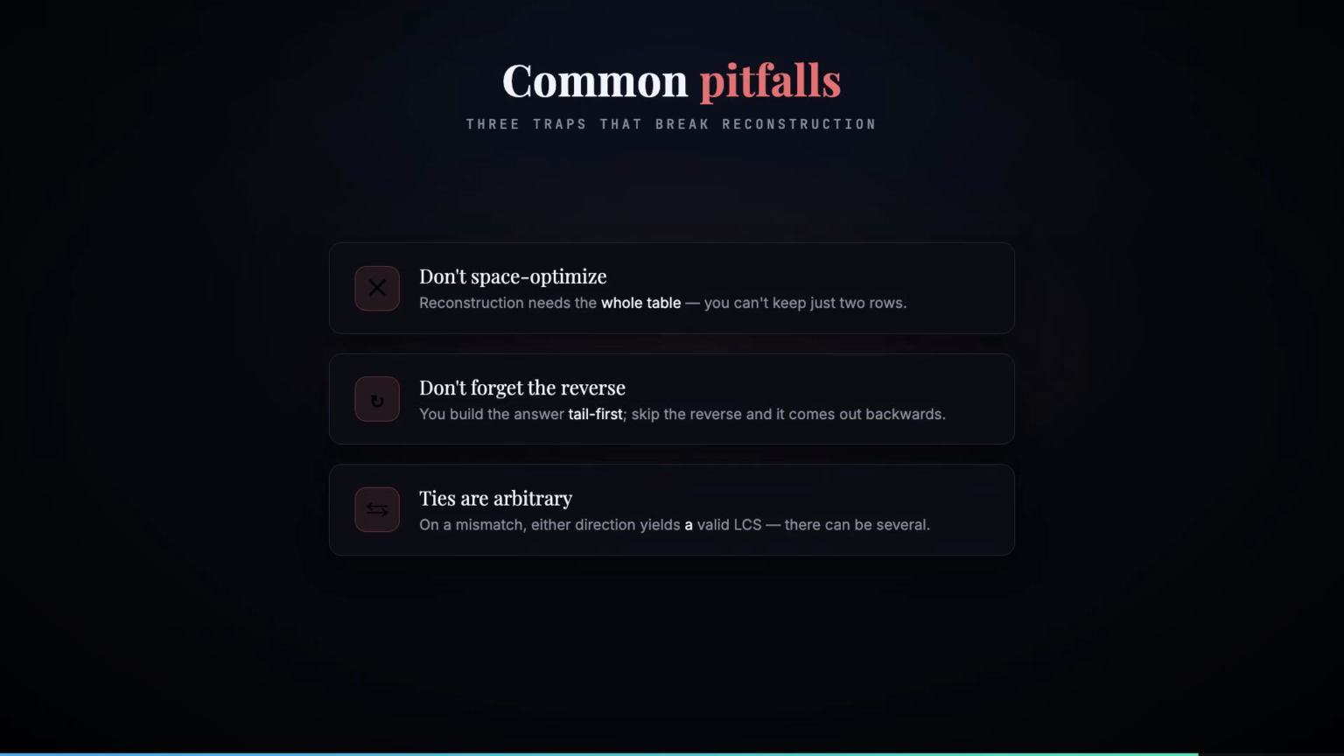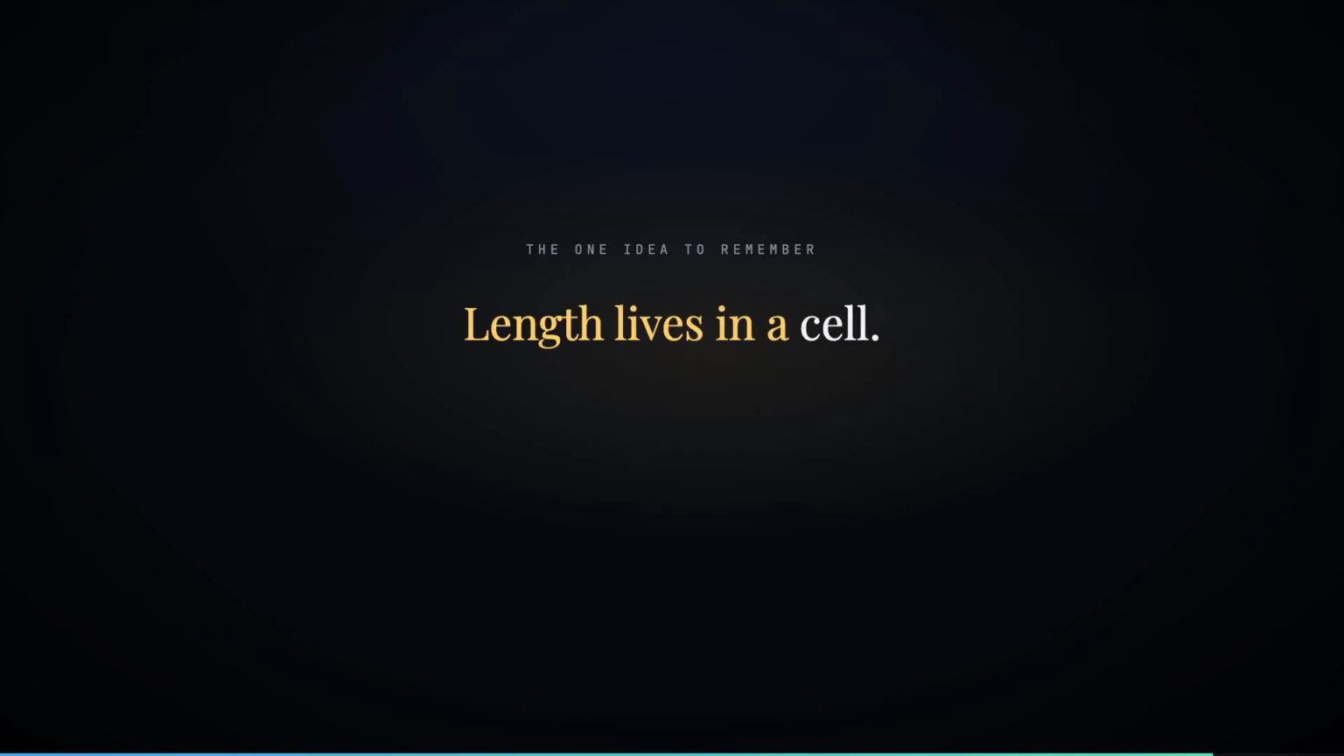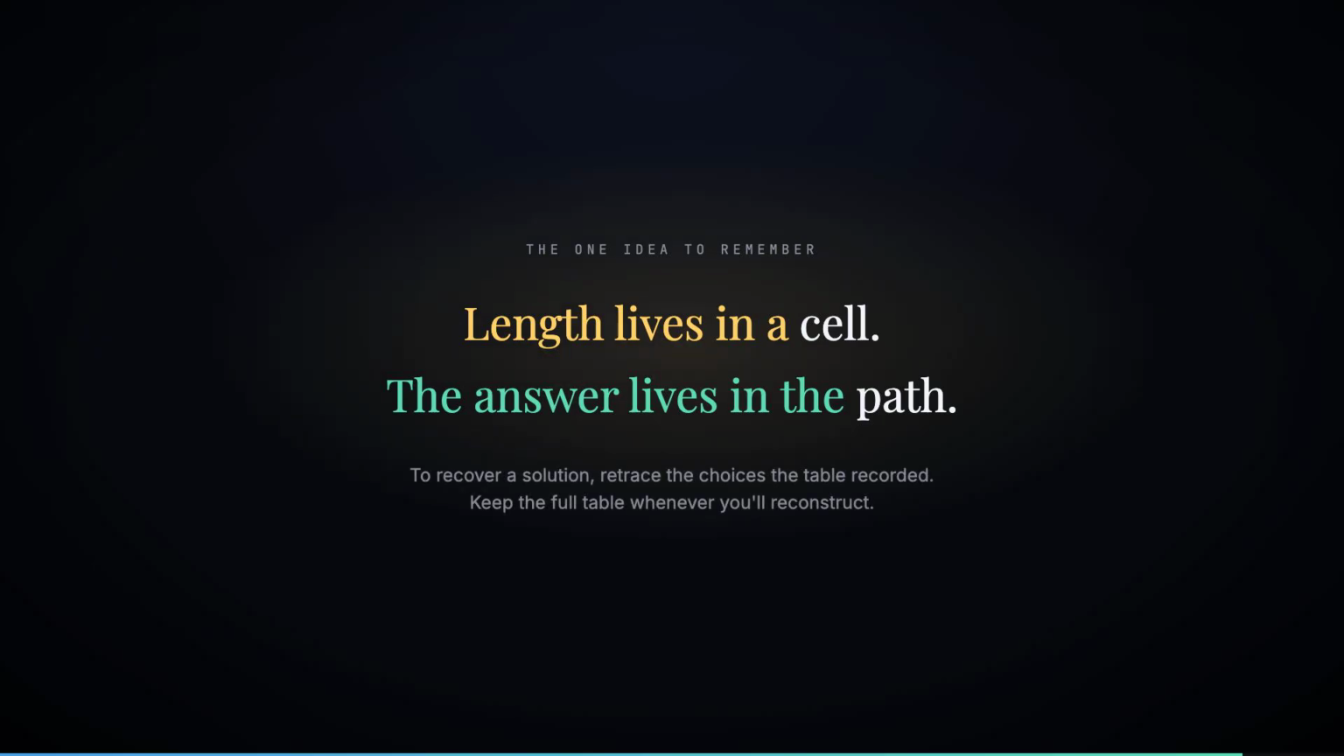There can be several. So here's the one idea to remember. Length lives in a cell. The answer lives in the path. Whenever you reconstruct, keep the full table.